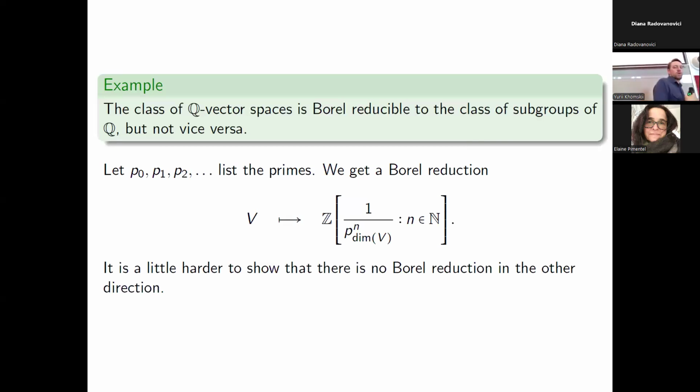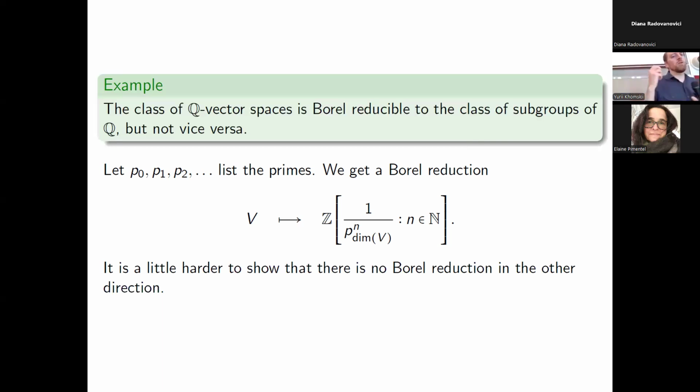It's going to be a lot harder to show that there's no Borel reduction in the other way, but you can do that. So there's this theory of Borel equivalence relations, and for Q vector spaces, they're classified by what's called equality of the dimension. For the subgroups of Q, it's a relation called E0, and you can prove that the one doesn't reduce to the other. So one of them is more complicated to classify than the other.